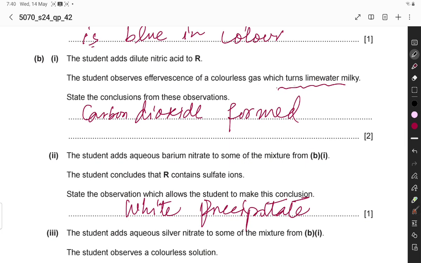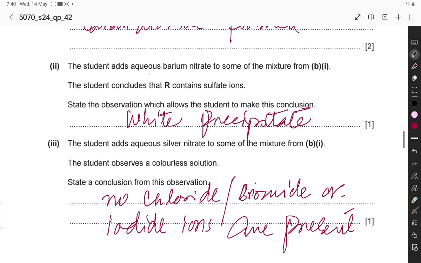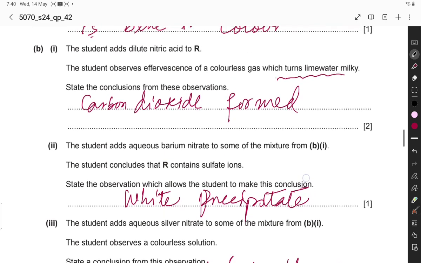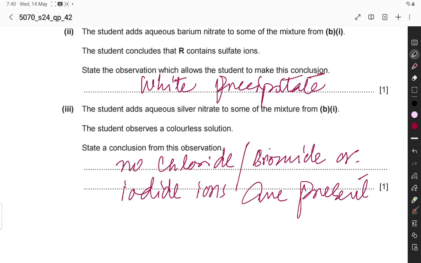Because the gas turns lime water milky, it means carbon dioxide gas is evolved. The student adds barium nitrate to some of the mixture from B1. The student concludes that R contains sulfate ion. State the observation which allows the student to make this conclusion. White precipitates are formed when the student adds aqueous barium nitrate to some of the mixture from B1. So the observation of the sulfate ion test is white precipitates.